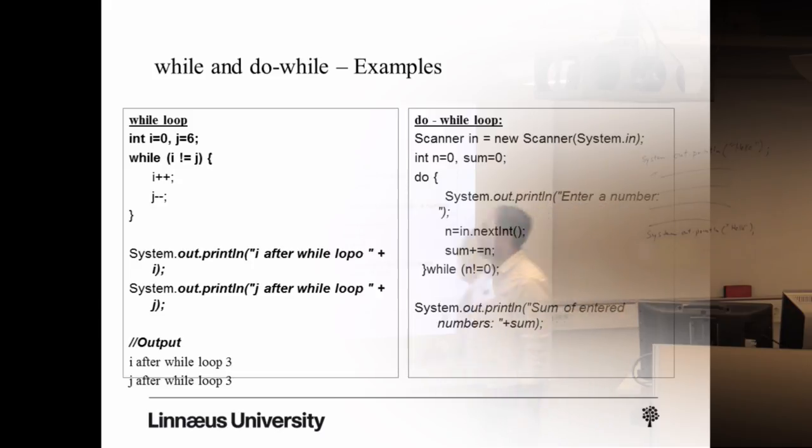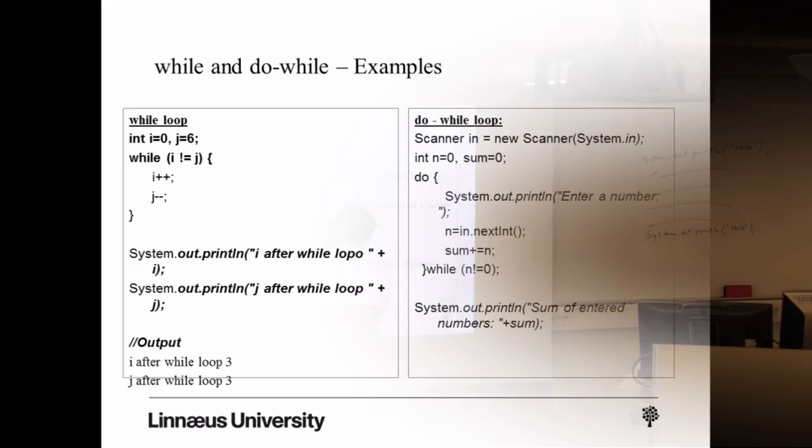In the while loop, the behavior is based on the values of the integers i and j. So we initialize i equal to 0 and j equal to 6, and then we check i not equal to j. The first time, 0 is not equal to j, so the condition is true, and it will increment the value of i. So the value of i will become 1, and j is decremented, which becomes 5. So it goes again to the condition and checks 1 not equal to 5. The condition is true, so it will execute, and i will become 2 and j will become 4.